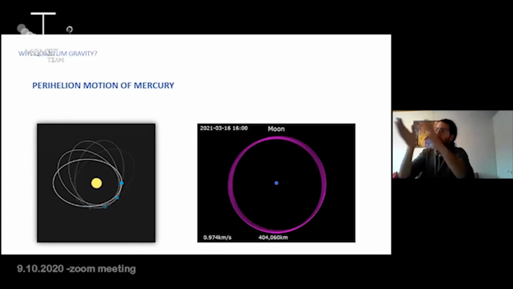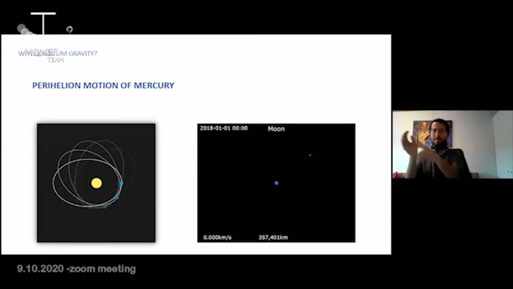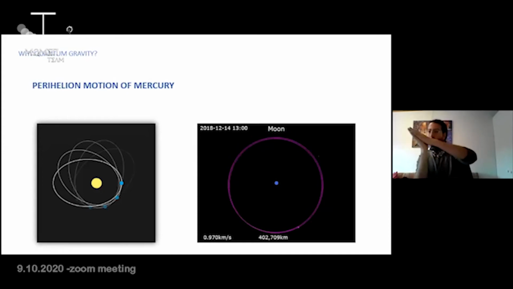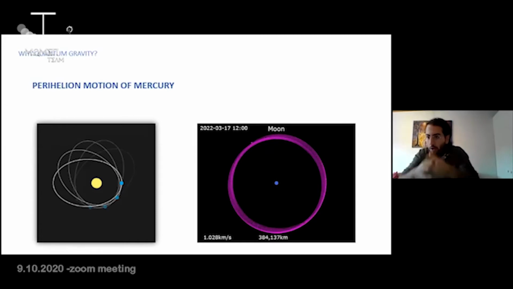Mercury, when they observed how it moves, didn't start from this blue dot here and end in the same blue dot. No, it made a little shift, year after year. It doesn't only move in an orbit, plus a shift. This is called perihelion motion. Of course, all orbits have a perihelion precession, and they call this perihelion motion. It means that this object is precessing.